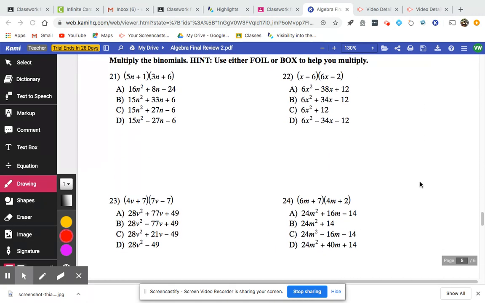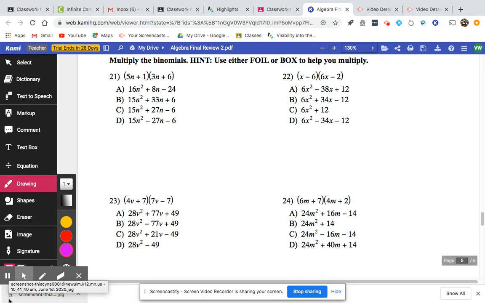Number 21, we want to multiply the binomials. We can use either the FOIL or the box method to help us multiply. As I've said in previous videos, I'm more comfortable with FOIL, but I'll show you both methods. So maybe I'll do FOIL in purple. Remember, FOIL stands for first, outer, inner, last.